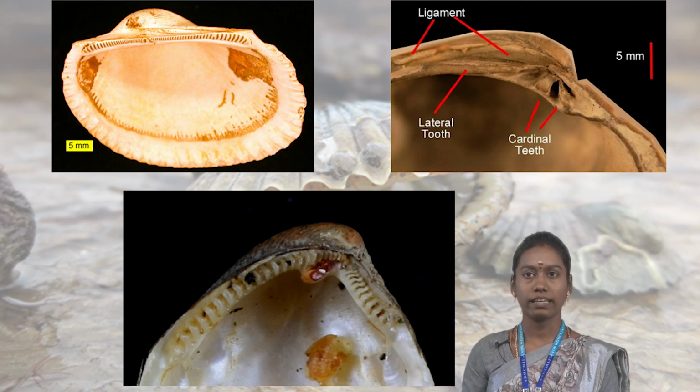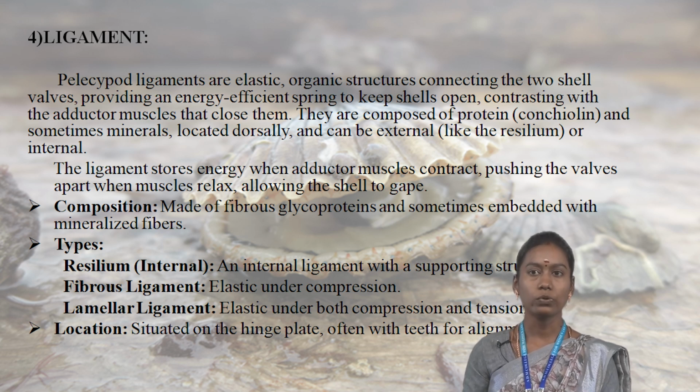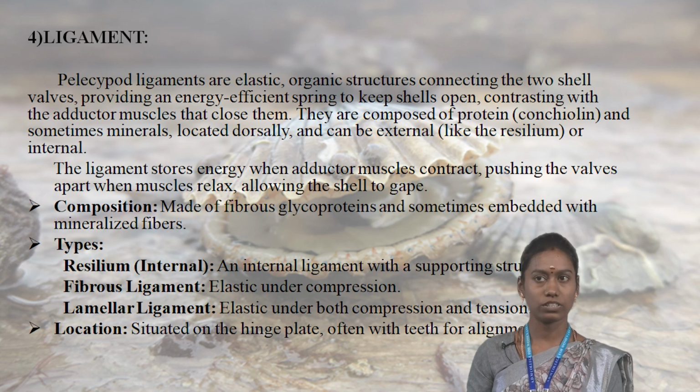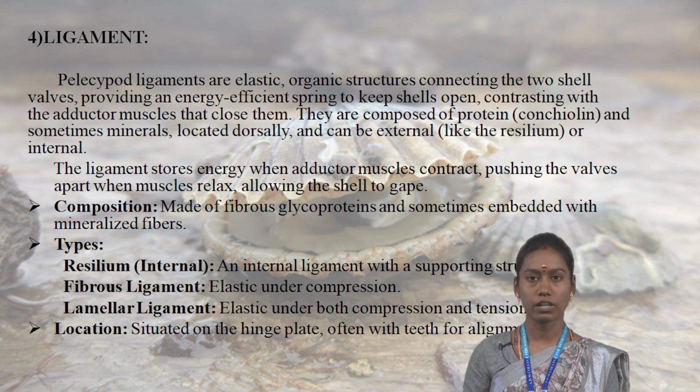Then the important thing is the ligament. In the Pelecypod, the ligaments are very elastic, organic structures connecting the two shell walls, providing an energy efficient spring to keep the shells open, in contrast with the adductor muscles that close them. They are composed of protein, which we can call conchiolin, and sometimes minerals, located dorsally, and can be external or internal.